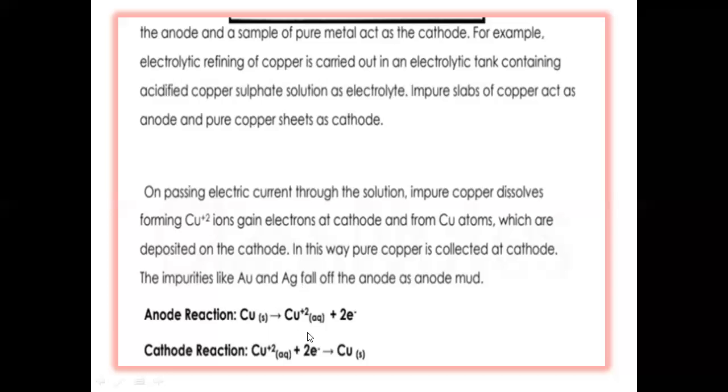At the anode, oxidation always takes place. So copper will get oxidized at the anode and give 2 electrons, and at the cathode reduction takes place. The copper ions produced at the anode will go into the solution and then move towards the cathode. When they reach the cathode, they will gain electrons and convert into metallic copper. That metallic copper will then deposit at the cathode. So this is the electrolytic refining of copper.